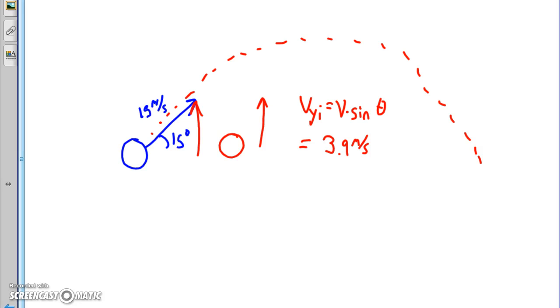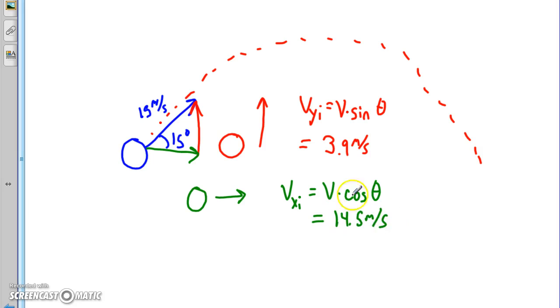And there's another baseball that all it does is go horizontally. It's going to travel the horizontal component, which we'll call Vx, and it's equal to V times the cosine of theta. Again, this is all from the previous video, so you've hopefully done an assignment on that. We take our velocity, 15 times the cosine of 15, and I get 14.488, we'll call it 14.5. So these are the components.